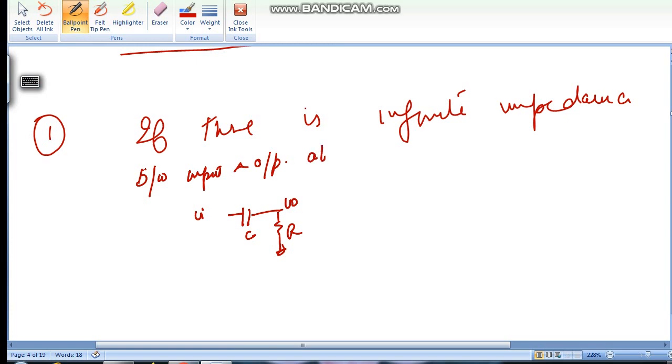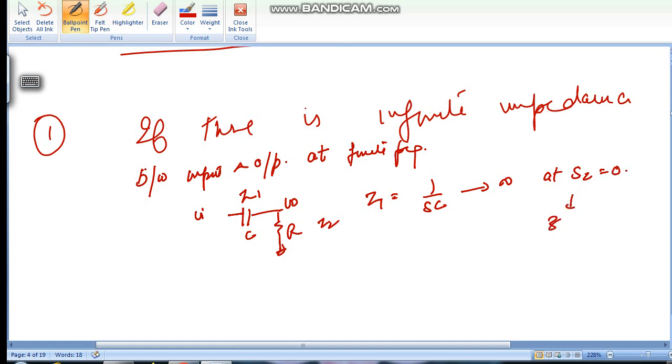Okay, so I will add here at finite frequency. So here infinite impedance, so this is Z1, this is Z2, Z1 equals 1 by SC. This is infinite at S Z equals to 0, so the zero is at the origin.